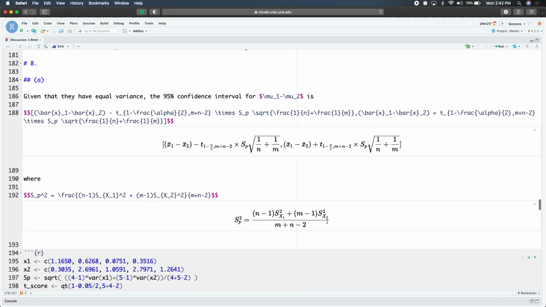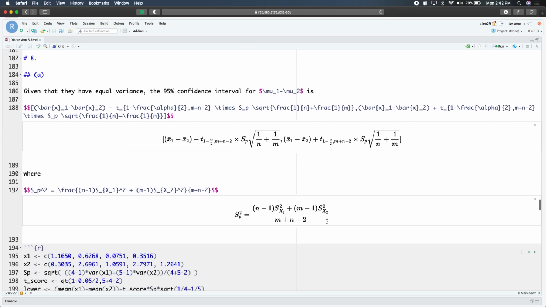Okay, and then for the rest of the question, basically just plug in the formula, plug in the numbers, and then calculate. There's nothing much to explain for this part.